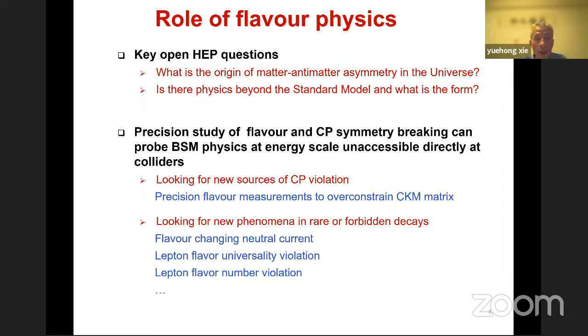To address the first question, we mainly look for new sources of CP violation by making precision flavor measurements and using them to overconstrain the CKM matrix and checking their consistency. To address the second question, we look for new phenomena in rare or forbidden decays, such as flavor changing neutral current processes, lepton flavor universality violating processes, lepton flavor number violating processes, and probably more.